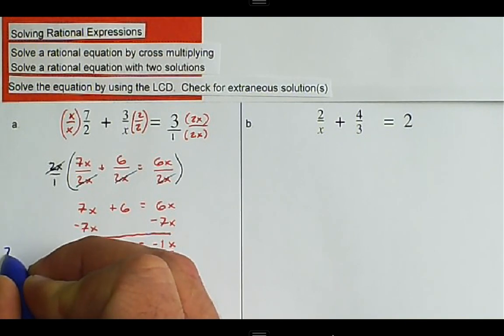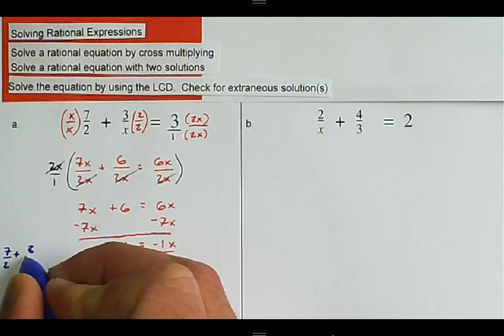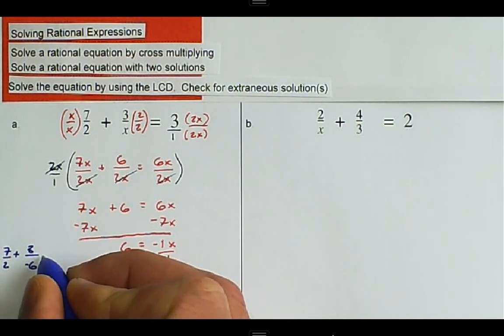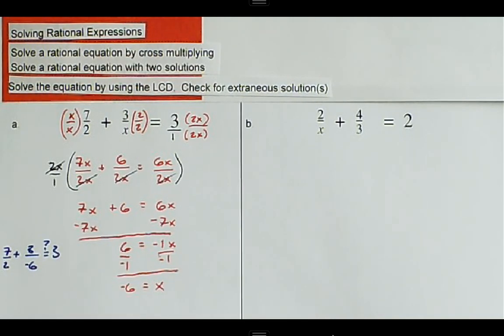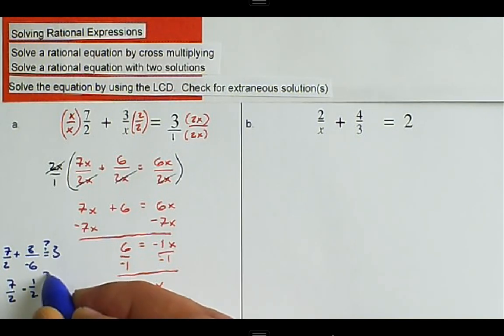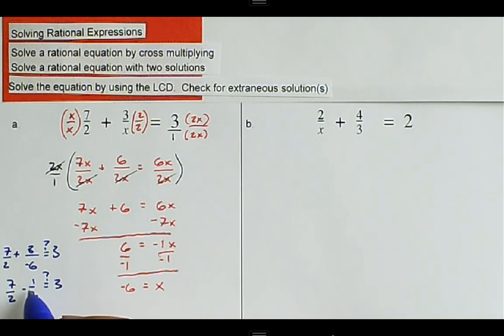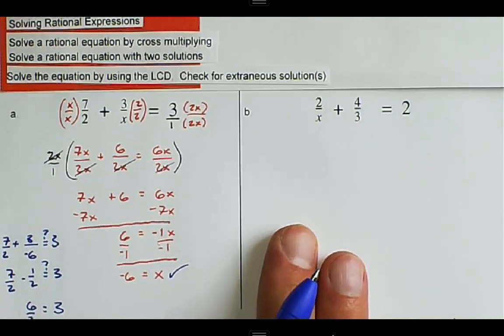So we have 7 over 2 plus 3 over negative 6 is equal to 3. So 7/2, this is minus 1/2, is equal to 3. So 7 minus 1 is going to be equal to 6 over 2, and that is equal to 3. So negative 6 is a solution.